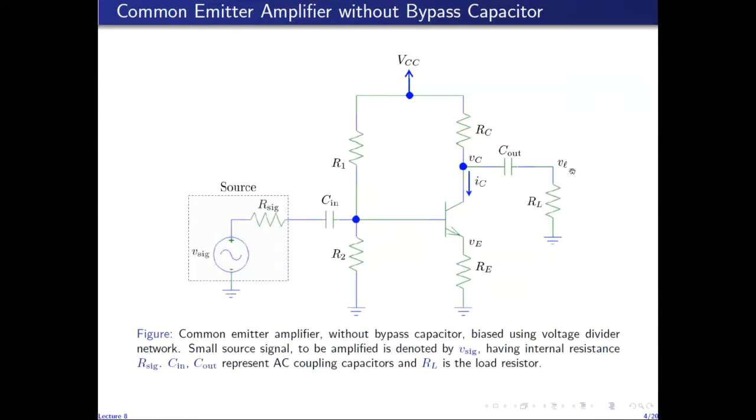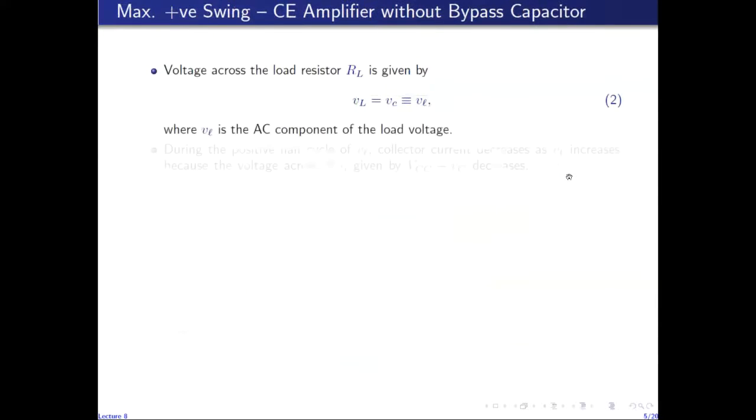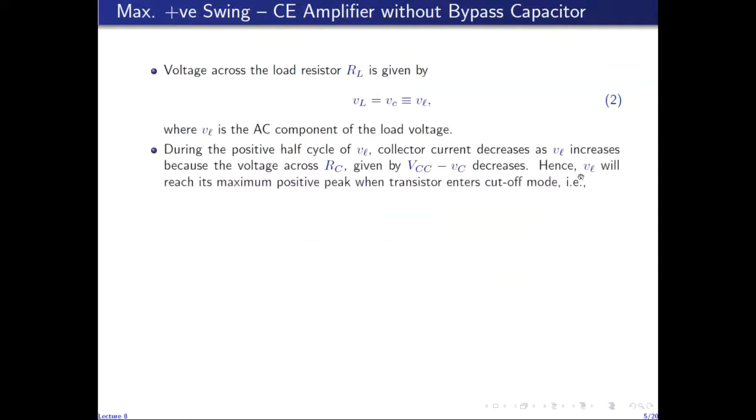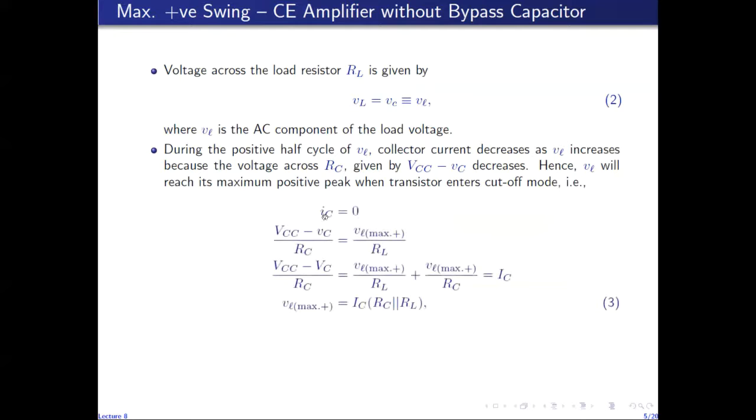So the maximum peak value of VL in the positive direction is observed when IC is decreasing, because the transistor is moving towards cutoff. So the maximum positive peak for VL is observed when IC becomes 0. VL will reach its maximum positive peak when the transistor enters the cutoff mode. That is when IC becomes 0.